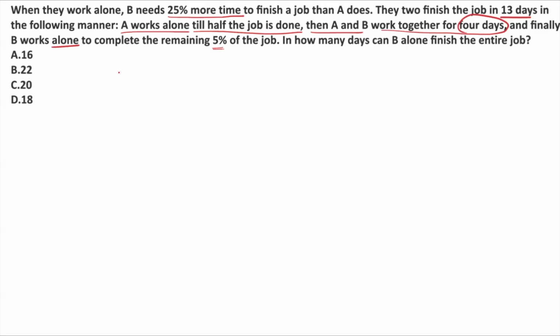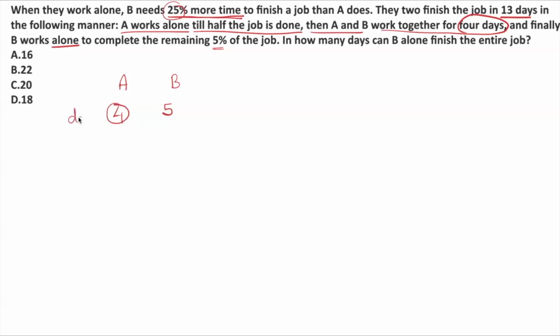Okay, simple question, straightforward question. It is given that B needs 25% more time to finish the job than A does. So if I suppose take the time of A as 4 days, the time taken by B will be 25% higher. 25% is basically 1/4. So 1/4 of 4 is 1 extra. So B will take 5 days. That was the whole purpose of assuming the days of A as 4, to calculate 25% very easily, right?